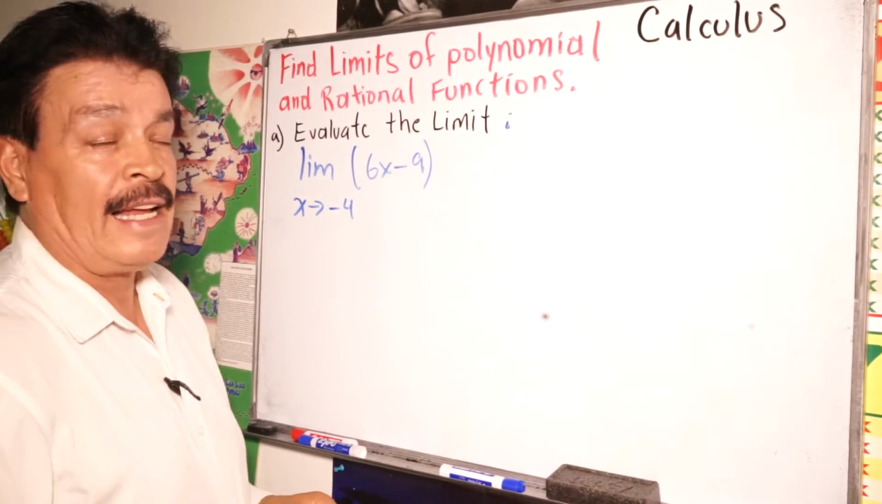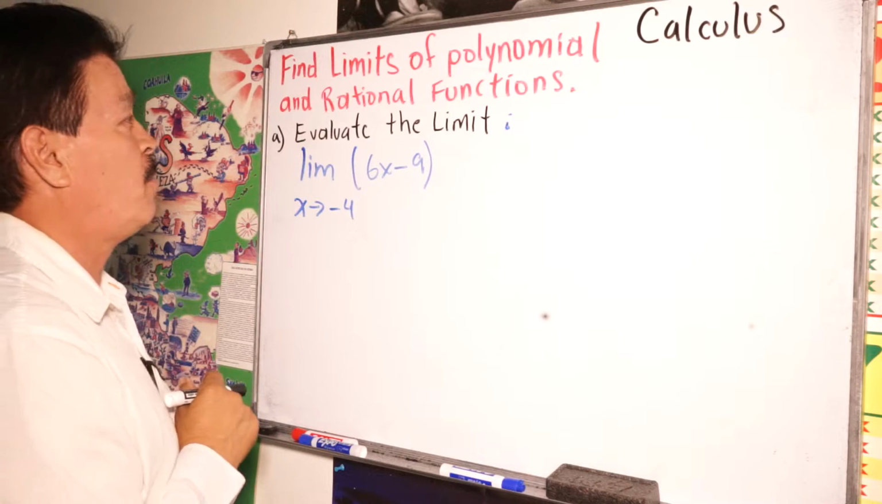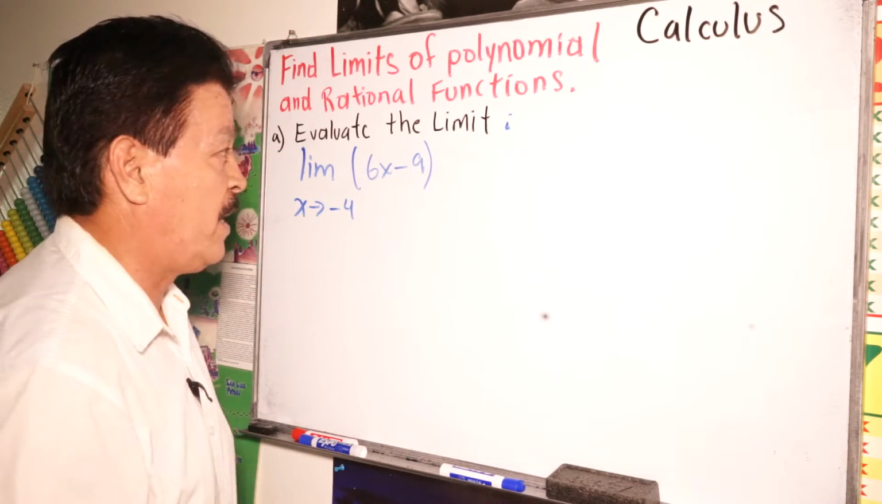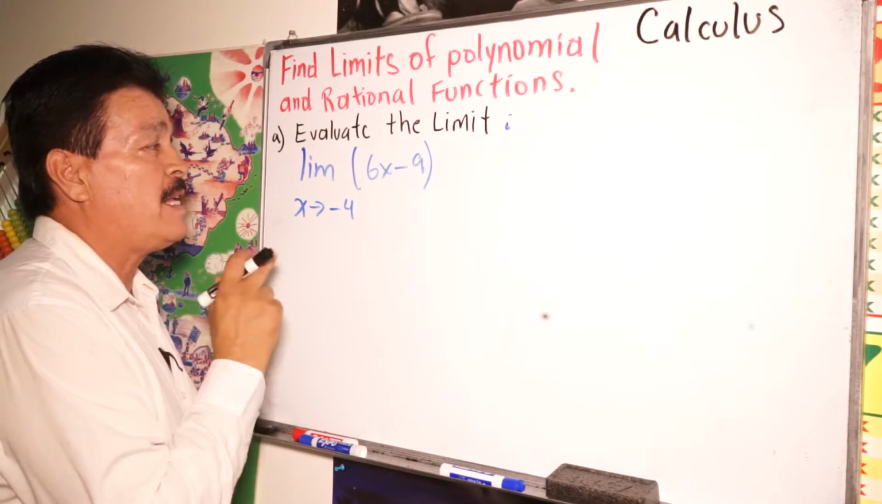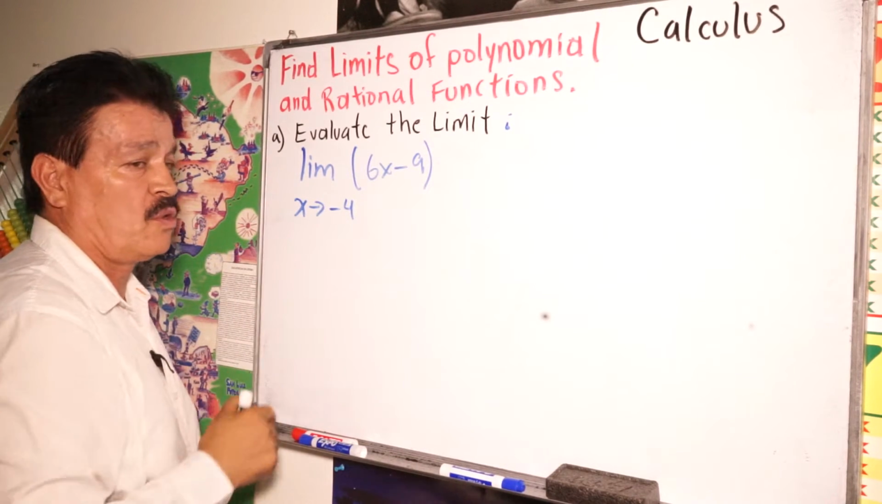Calculus class. The topic for today is find the limits of the polynomial and rational function. Okay, our problem is evaluate the limit of 6x minus 9 when x approaches 4.